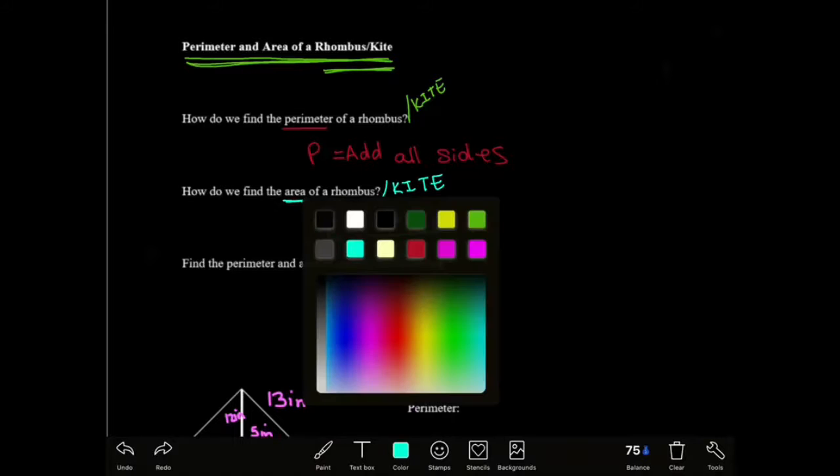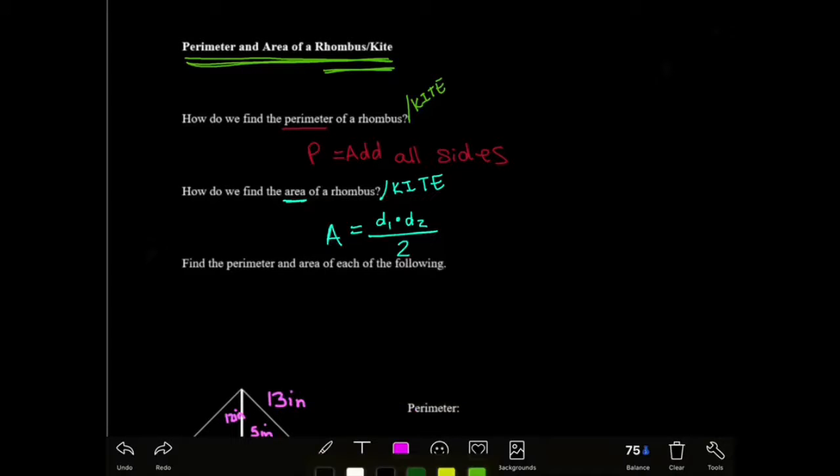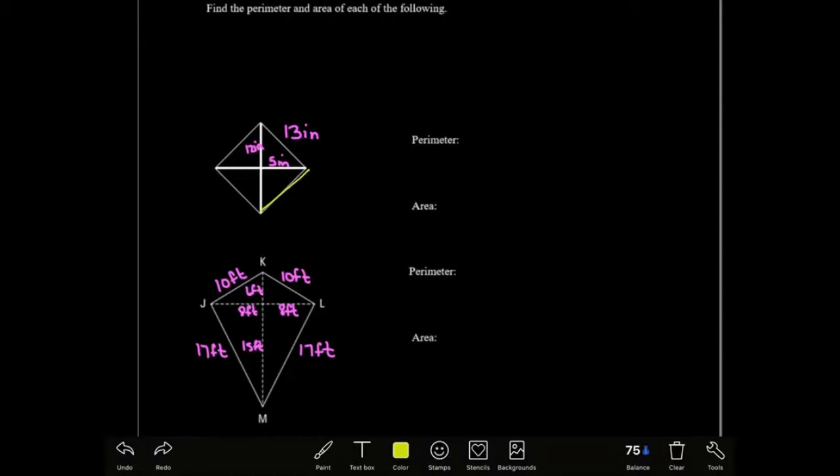Now, one thing I want you guys to note here is that in this problem, D stands for diagonal. Okay? So the area is one diagonal times the other diagonal divided by 2. In this shape, all of the sides are congruent. So this is 13 inches, this is 13 inches, this is 13 inches.